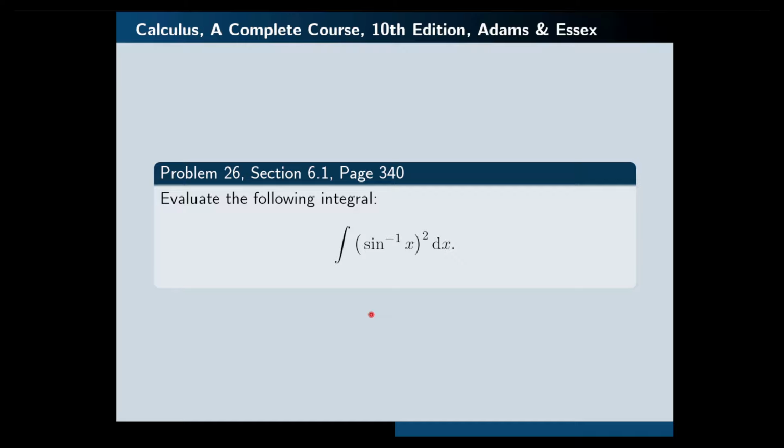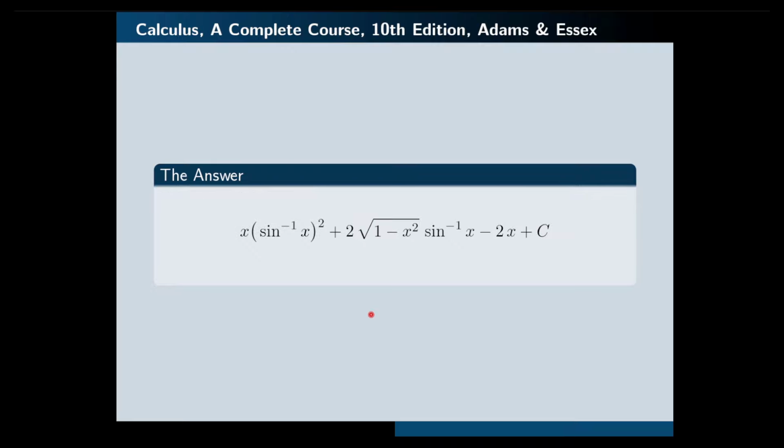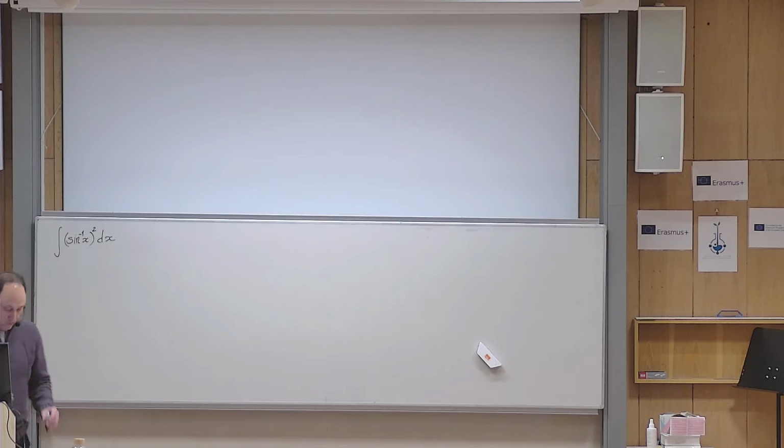If you do the calculations correctly, this is the answer that you are going to get: x times sine inverse of x squared, plus 2 times the square root of 1 minus x squared times sine inverse of x, minus 2x, plus a constant c. Okay, so let us do it here on the board. I have done some trial and error.